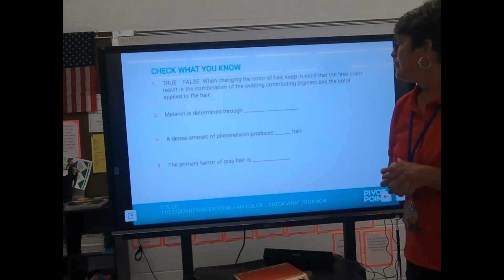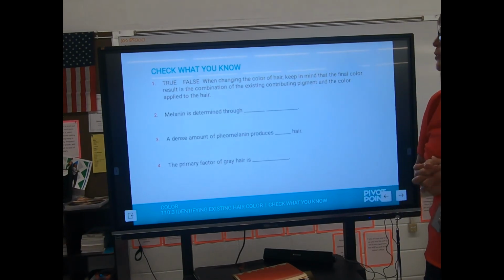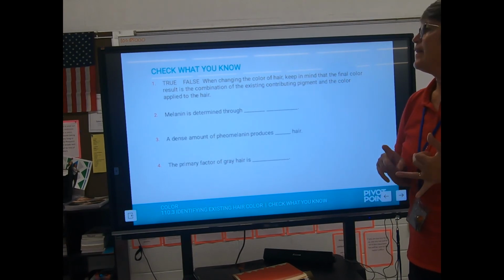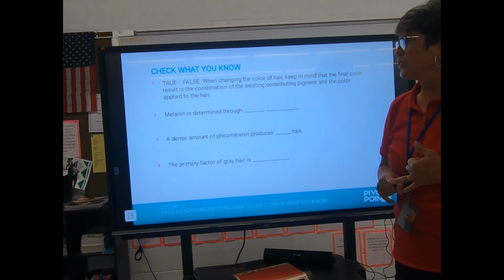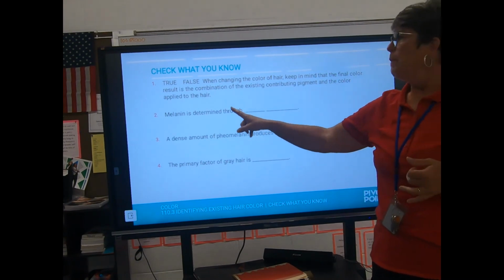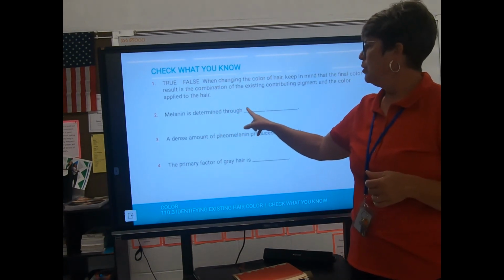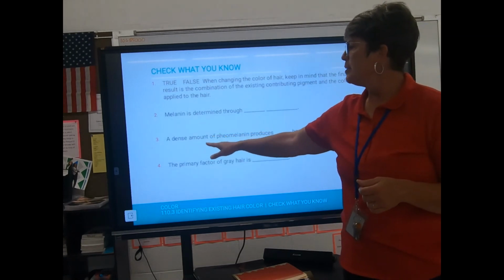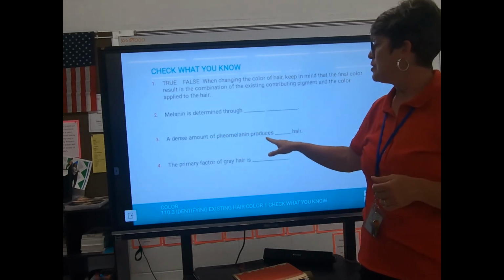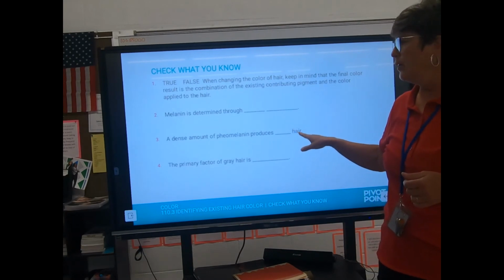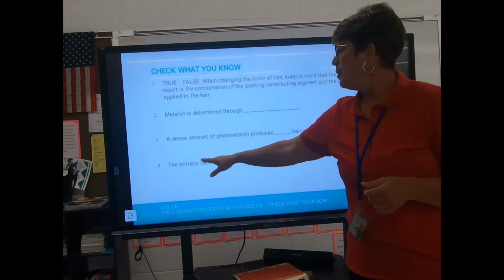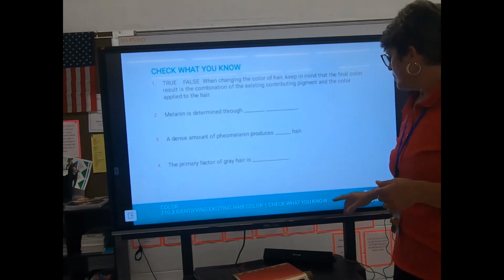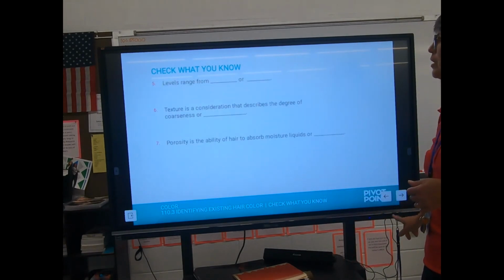When changing the color of hair, keep in mind that the final color result is the combination of the existing contributing pigment and the color that's applied, true or false. Number 2, melanin is determined through blank, blank. Number 3, a dense amount of pheomelanin produces what color hair? And the primary factor of gray hair is... okay, let's go to the next page.